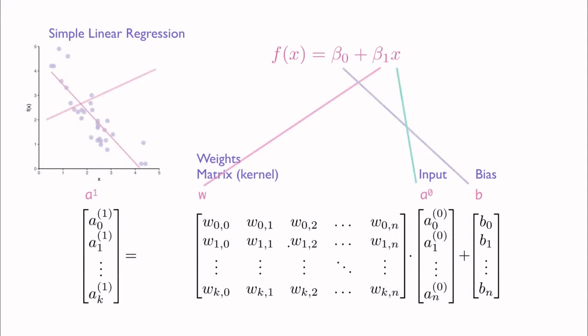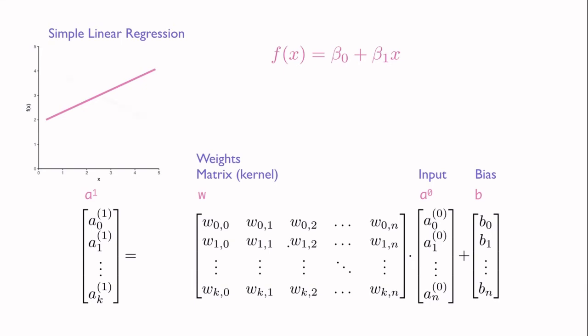This simple formula can define any straight line in 2 dimensions. Beta 1 defines the slope and beta naught the y-intercept. So what this tells us is that for each layer, we're going to end up with a matrix of outputs that is going to have as many rows as neurons.